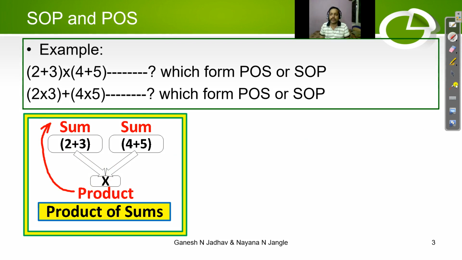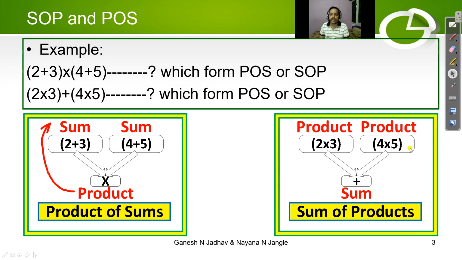Similarly, if we look into the second term, it is 2 into 3 and 4 into 5. First we are taking the product and then we are summing it. Hence it is called the sum of products. While reading, it is exactly opposite to the performance. We perform product first and then sum, so it is called sum of products. Here we perform sum first and then product, so it is called product of sums. So exactly opposite. Please don't get confused between the SOP terms and POS terms.